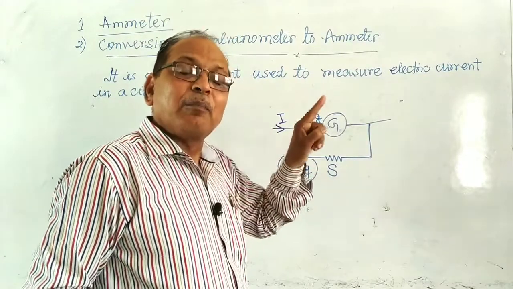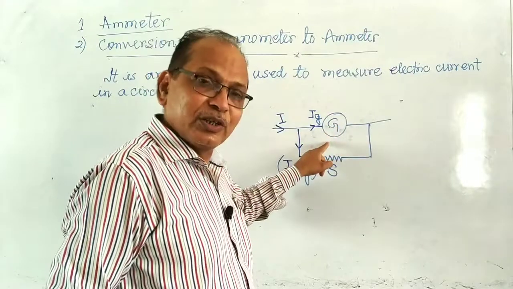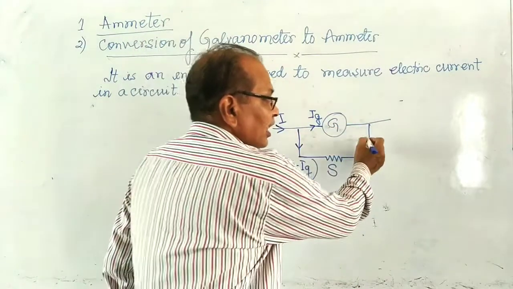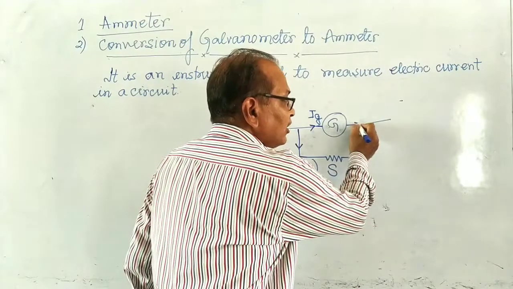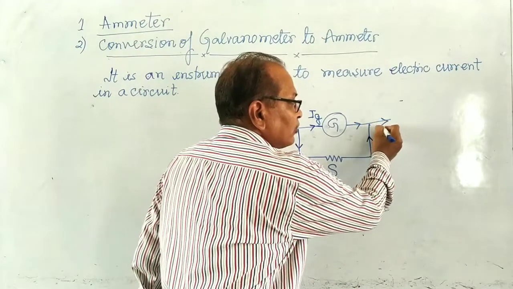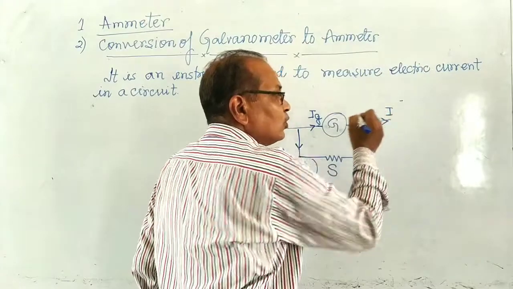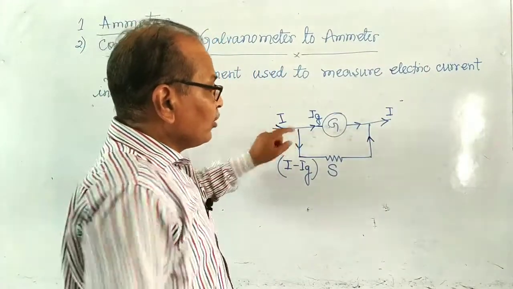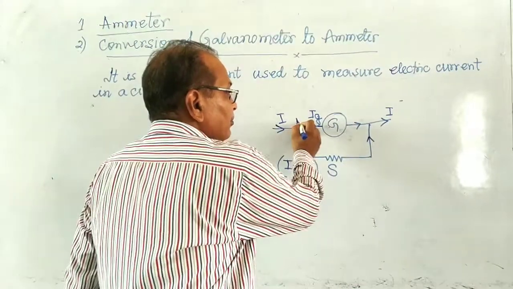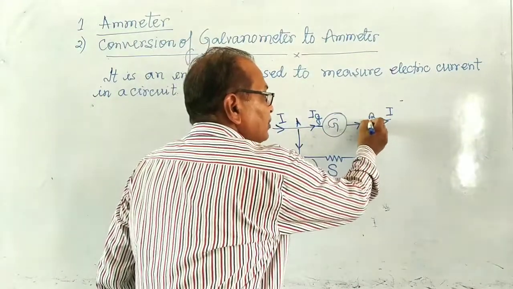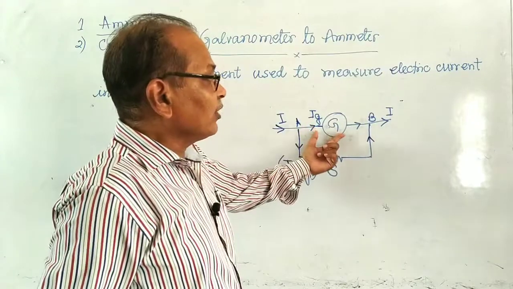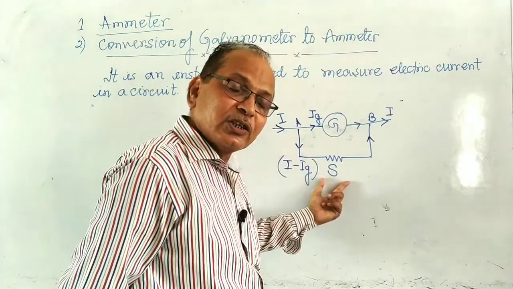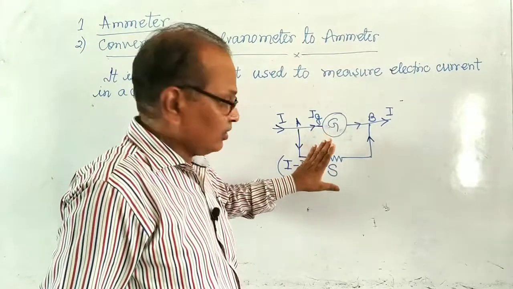Shunt means a parallel resistance across the galvanometer. This is I minus Ig. Ig comes from here and therefore this current is also I. Now across the terminals A and B, the potential difference across the galvanometer and the potential difference across the shunt is the same as per the circuit.